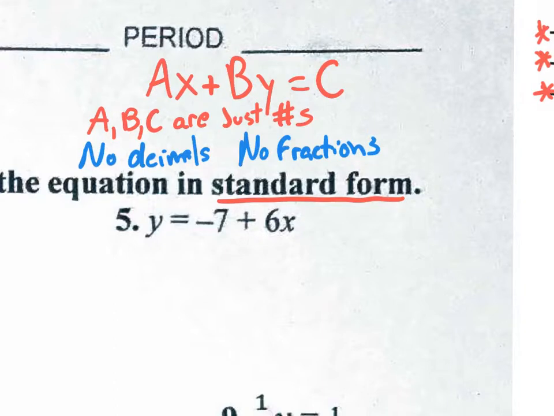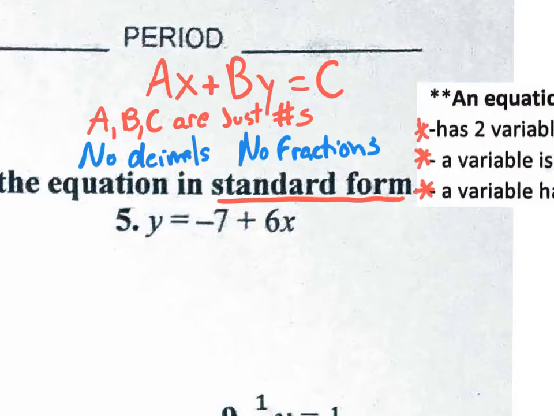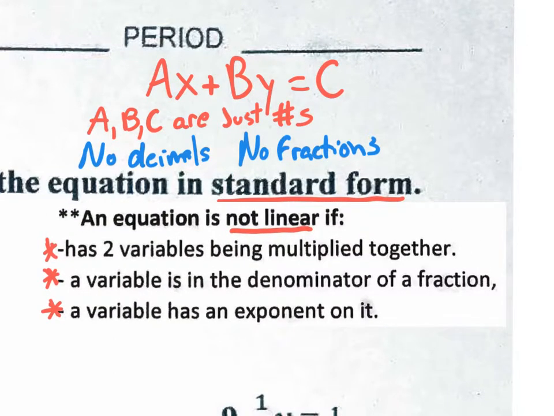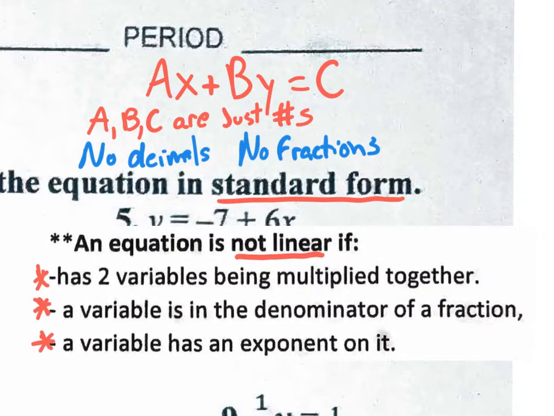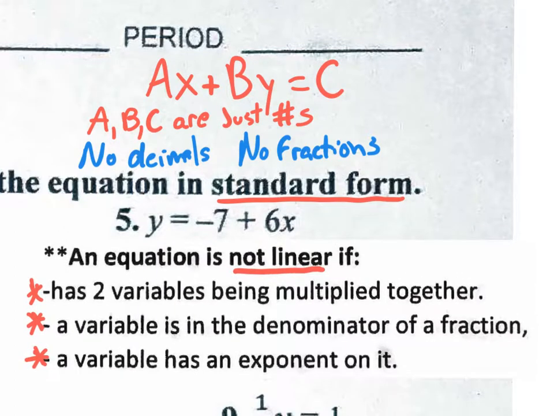So we need to first determine if it's linear or nonlinear, and in order to know that, you need to go back to the notes I gave you a couple days ago. I just cut this out from the notes. It says an equation is not linear, that means if you graph it, it doesn't give you a continuous straight line. It's something else. It's not linear if you have two variables being multiplied together, if you have a variable as a denominator of a fraction, or if you have a variable that has an exponent on it.